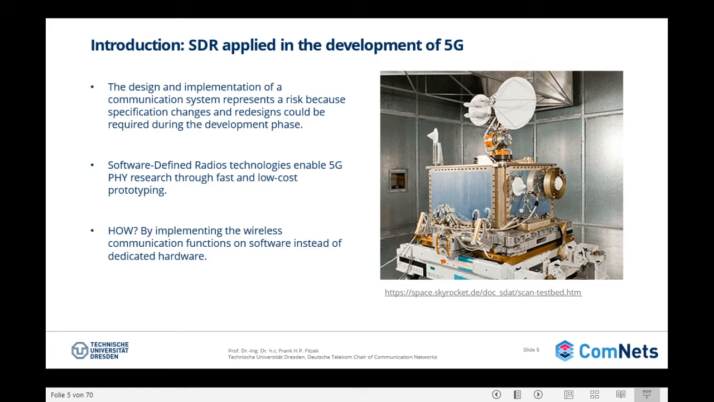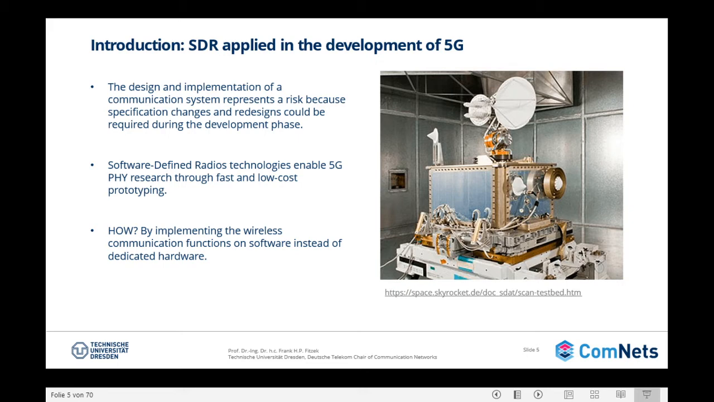Here on the right side, what we have is a radio communication system that is normally used as a global positioning system, or GPS. When we develop a new communication system or test bed, basically we have to assume huge risk because we establish a specification that can have variations during the development phase. So new changes or redesign have to be introduced during the development phase.